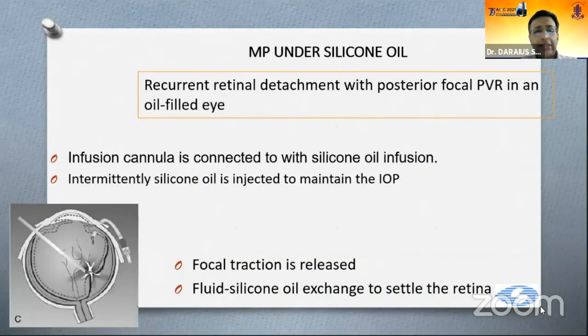Let's move on to the next topic about membrane peeling under silicone oil. So this is very useful for recurrent retinal detachment with focal lesions of PVR. And here the infusion cannula is connected to the oil infusion, and intermittently we have to keep on injecting oil to maintain the IOP, and focal traction is released by this maneuver. So just a short video on that.